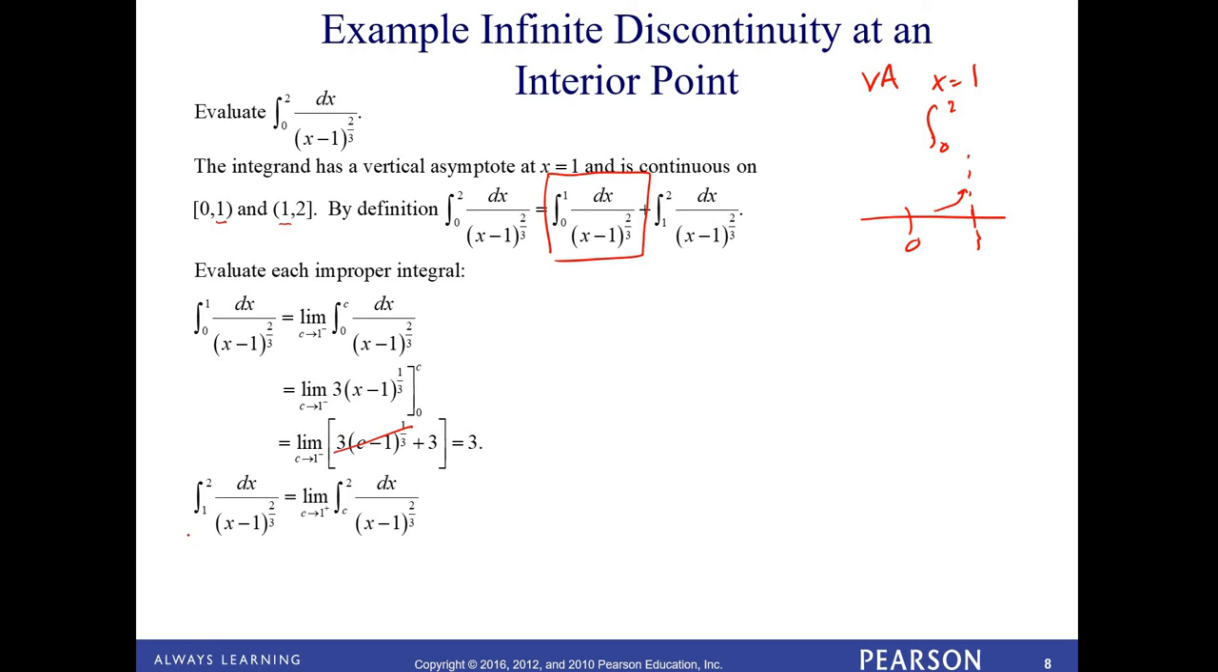Working from the other side, our integral from 1 to 2, we now want to approach 1 from the right. Since I'm going from 1 to 2, I'm approaching 1 from the right. Again, find the antiderivative and apply your function values, and again we get 3. So the integral from 0 to 2 is the sum of those two integrals, or 6.